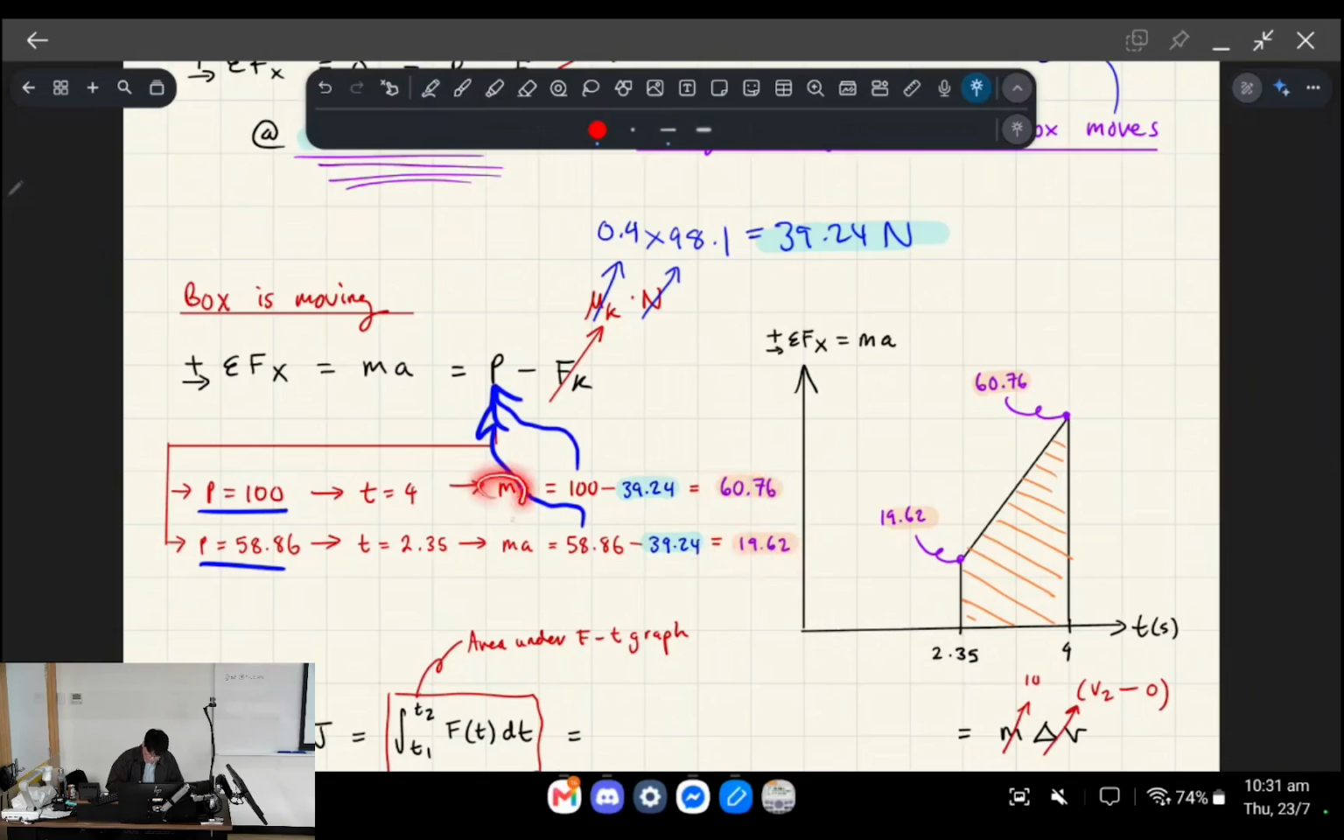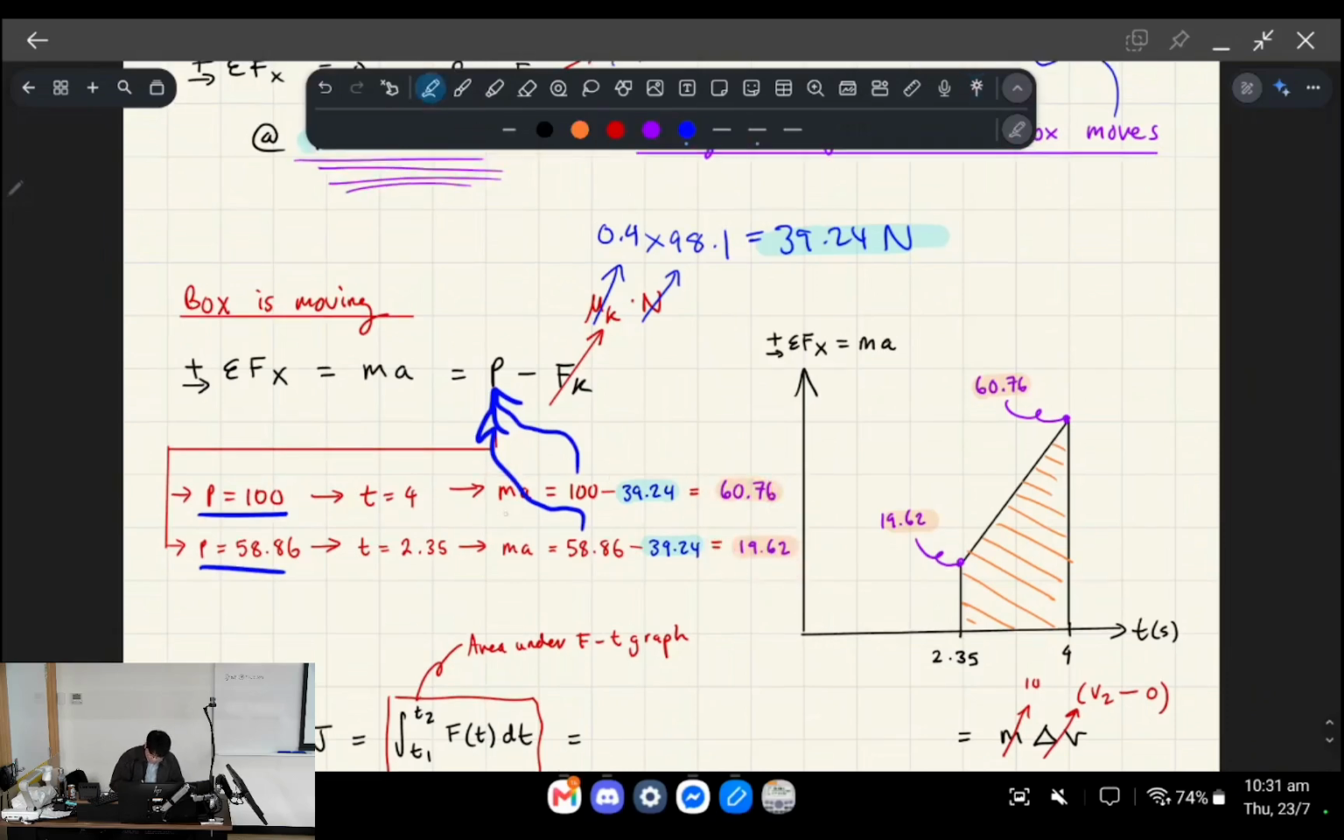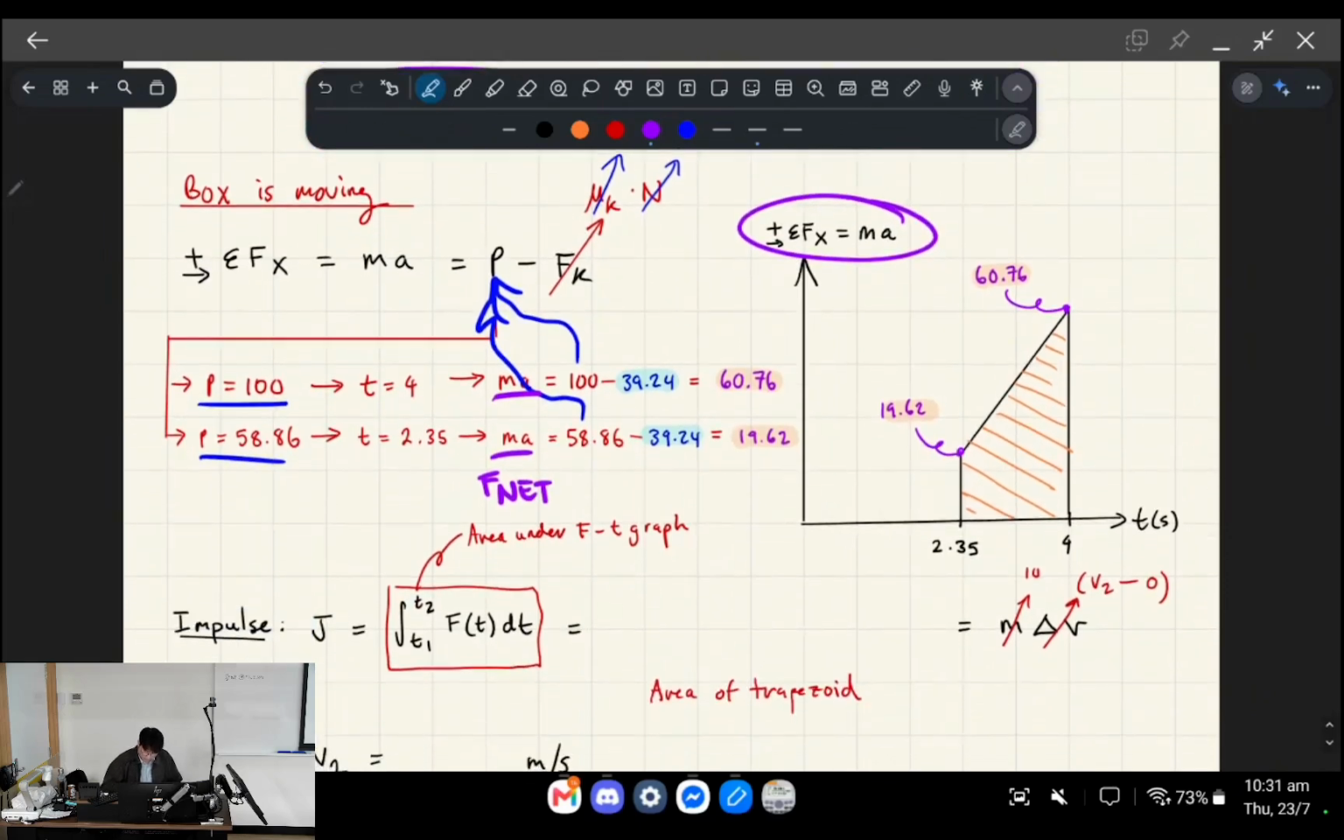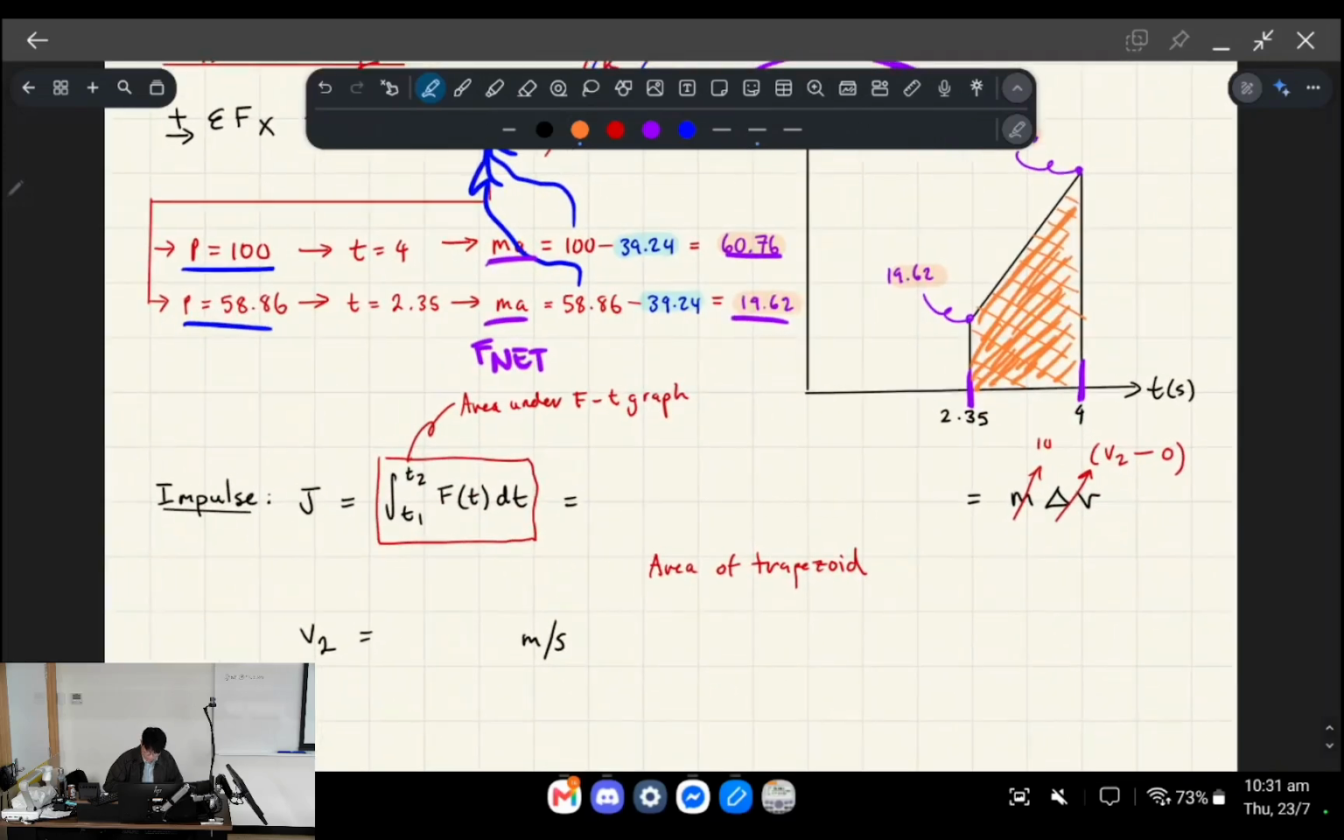These values are ma, in other words F net, which is graphed on the y-axis here. These values can be plotted versus time, and this is our force-time graph. We're interested in the area underneath this curve, which is going to be the area of a trapezoid.